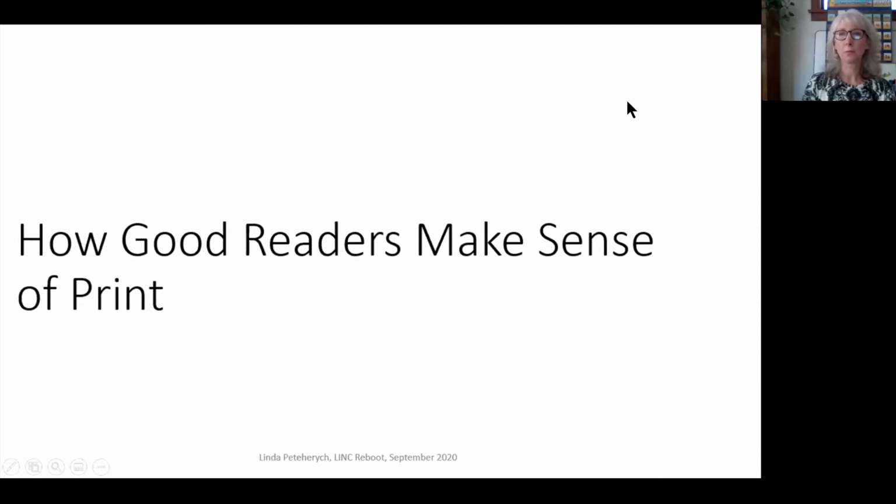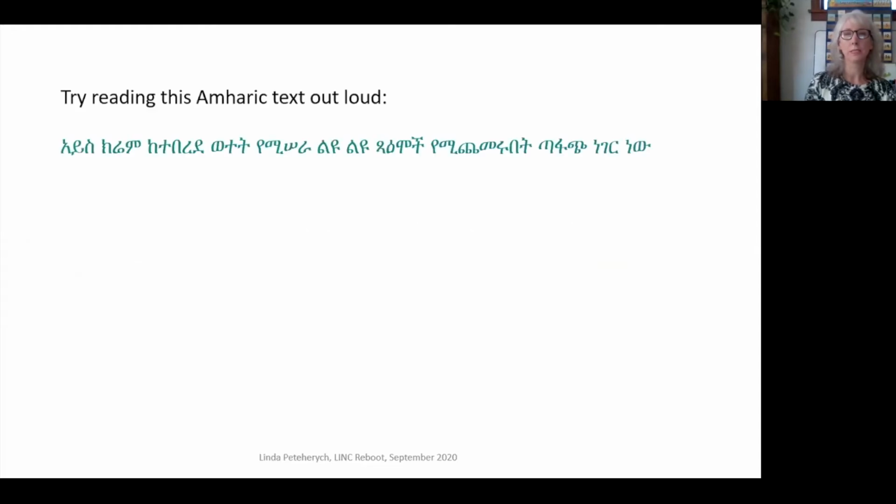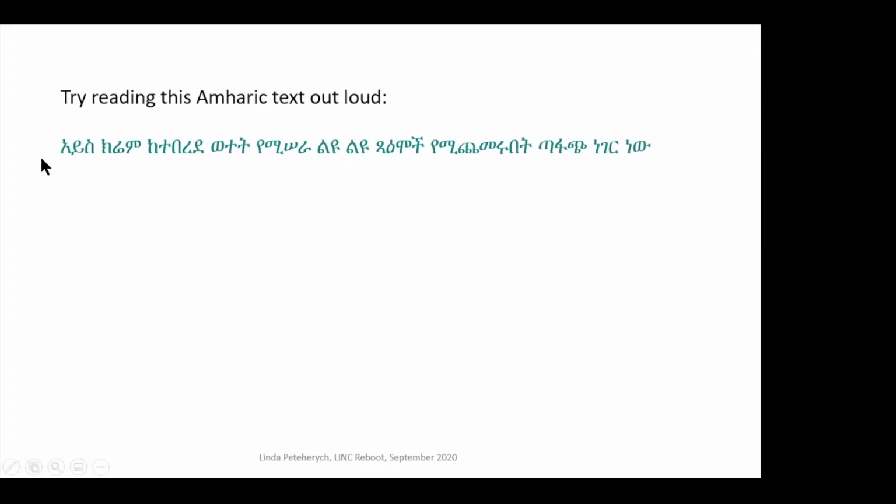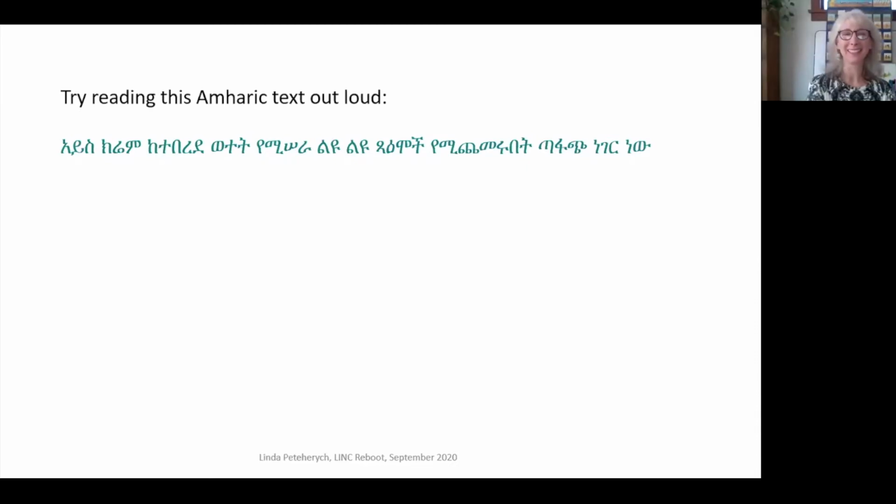So the first section we're going to look at is how readers make sense of print. And this next section will involve a little interactive work with the chat box. So open up your chat box, and you can also unmute your microphones and try reading this Amharic out loud. So it's going to sound a bit crazy with a whole bunch of people speaking at once, but on the count of 3, 1, 2, 3, go. Okay, well, that's probably, I don't know. Yeah, probably we don't know what that is.